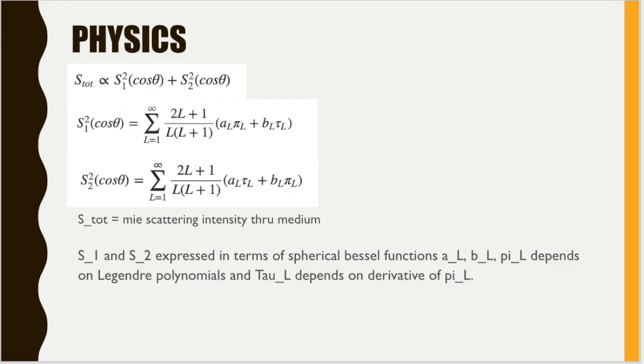Pi sub L is proportional to the Legendre polynomials, an infinite sum of them, and then tau sub L is proportional to the derivative of the Legendre polynomials.